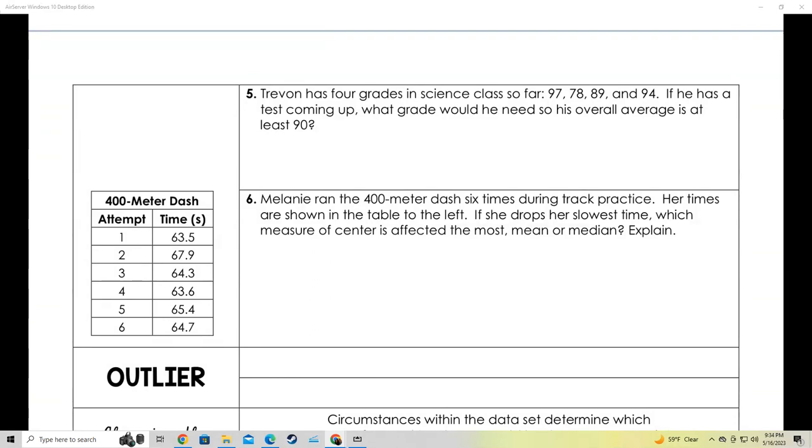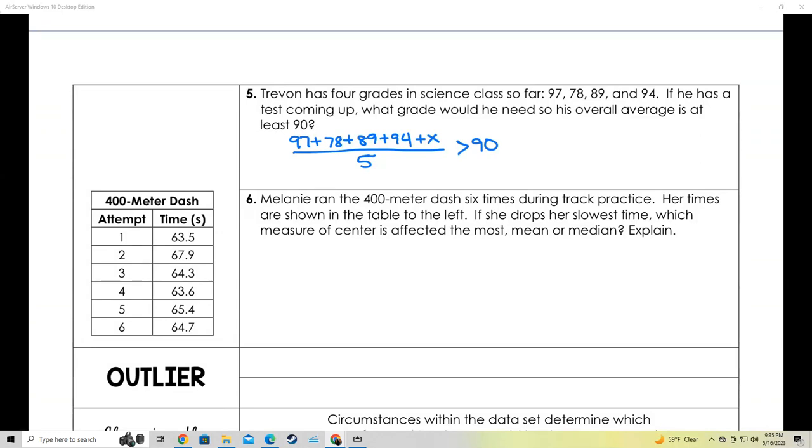So what they're saying is when I add in this, the first score was 97 plus 78 plus 89 plus 94. There's the first 4 exam scores. Here's this 5th score that I don't know. I'm going to call it X. And I know when I take this average, which means there's going to be 5 scores, I want this average to be at least 90. I want this to be greater than or equal to 90. Okay, so hopefully that made sense.